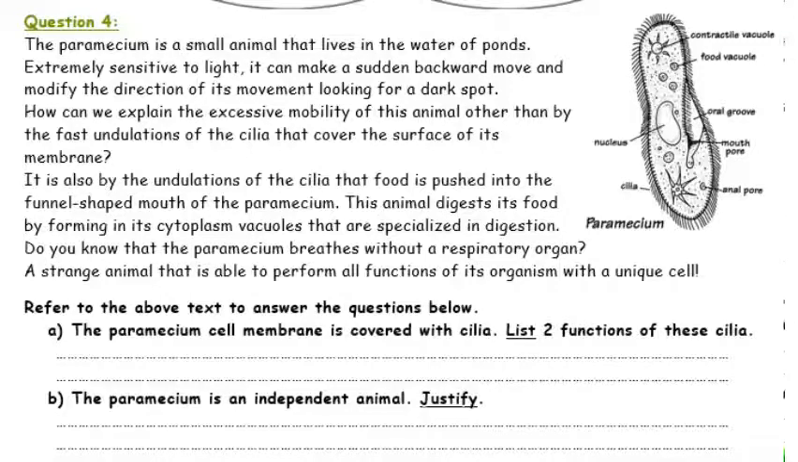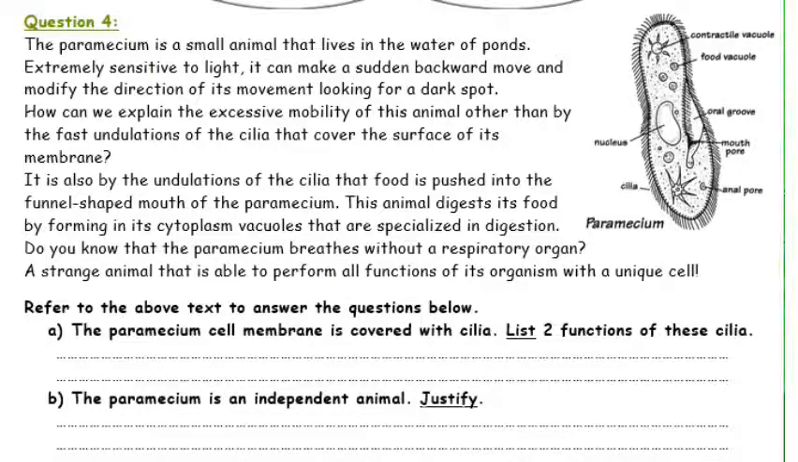Now, in question number 4, we're going to talk about a special microorganism, which is the paramecium. Let me read that text, then we will answer the questions together. The paramecium is a small animal that lives in the water of ponds. It is extremely sensitive to light, so it can make a sudden backward move and modify the direction of its movement looking for a dark spot.